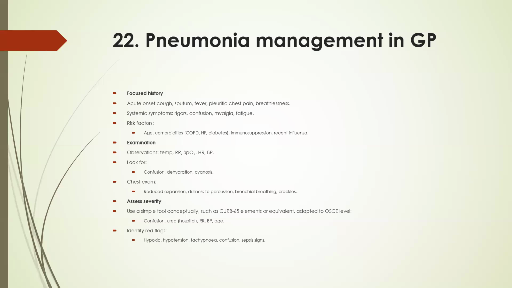On examination, temperature, respiratory rate, and SpO2 are important. How do we assess severity? You can either say, I'm going to check your CRB-65 score, or calculate it. Either of them is fine. If there is confusion, respiratory rate is high, blood pressure 90/60, or age is 65, according to that you have to manage the patient.